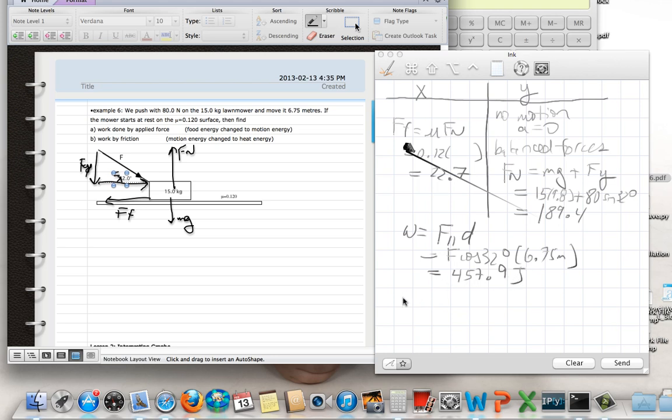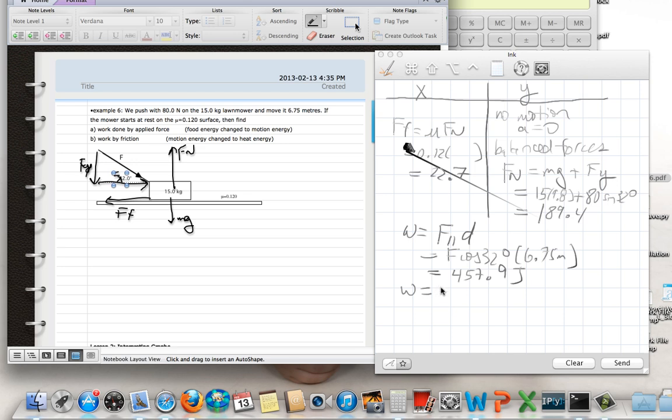done. That's part A. So that's the amount of motion energy. And you're pushing on it, so food energy gets converted to motion energy. So this amount of motion energy came from the food energy that you ate yesterday.